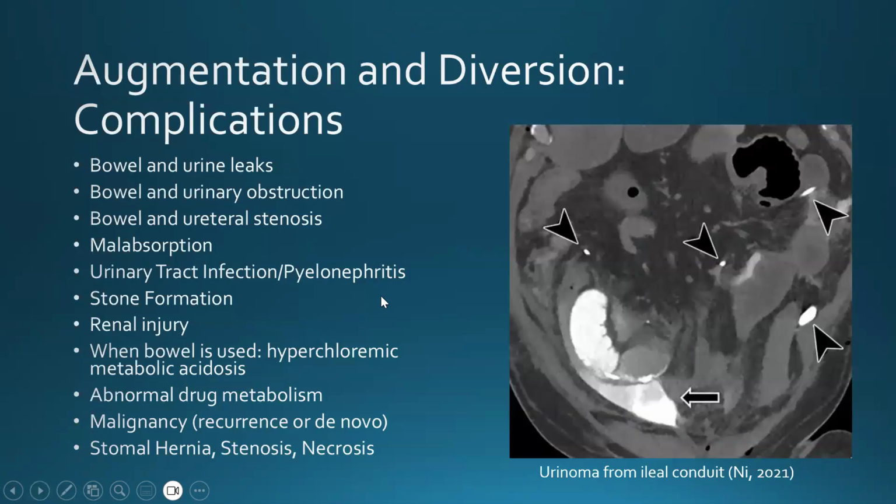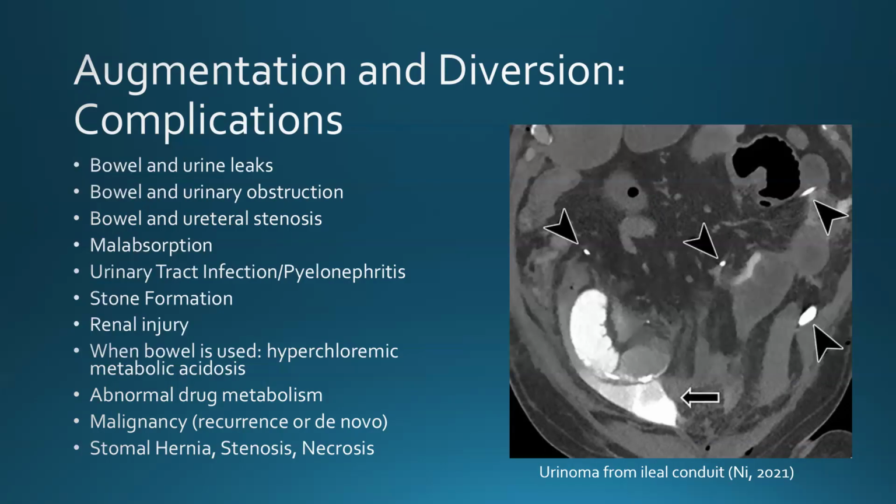So, of course, there can be complications from these orthotopic neobladders. You can have bowel and urine leaks, as well as bowel and urinary obstruction. You can have bowel and ureteral stenosis. Malabsorption can be a problem. Essentially, you create a short gut syndrome. These patients are prone to UTIs as well as pyelonephritis. They can form stones. You can have concomitant renal injury that occurs from inability to adequately drain.